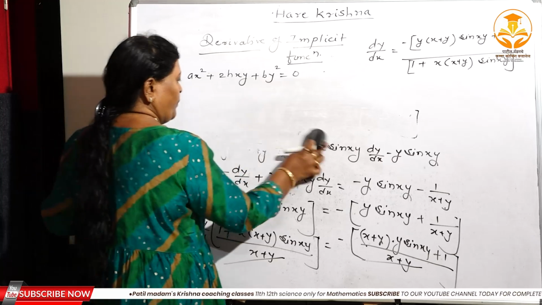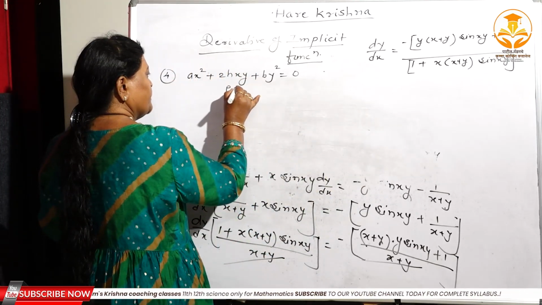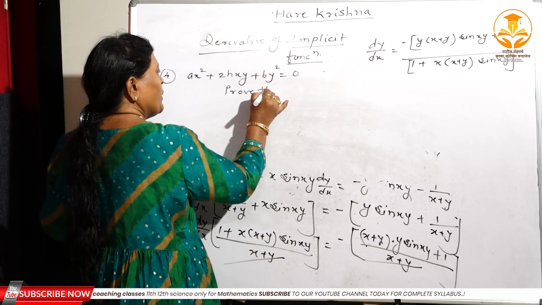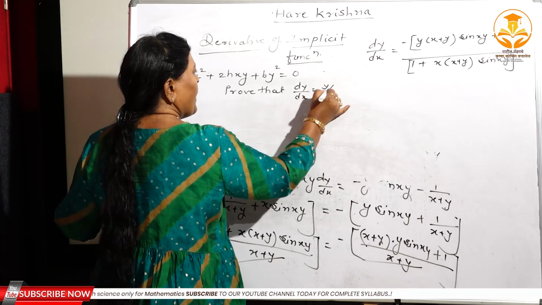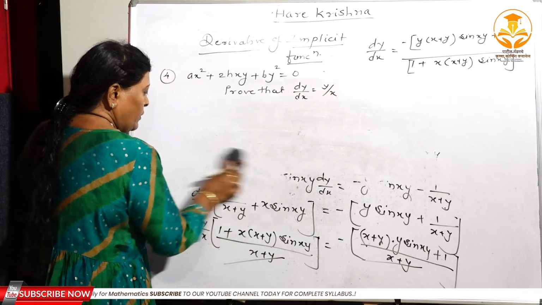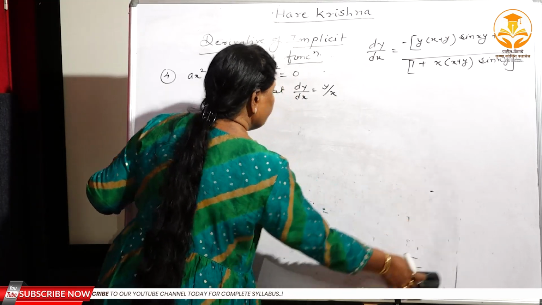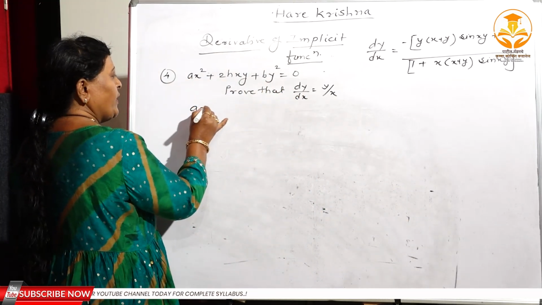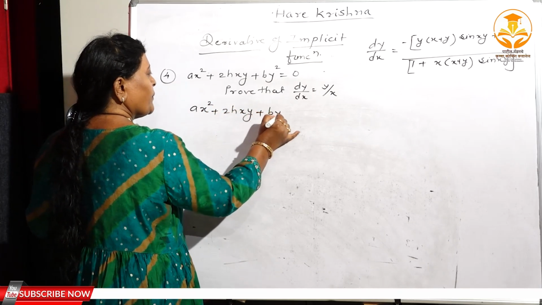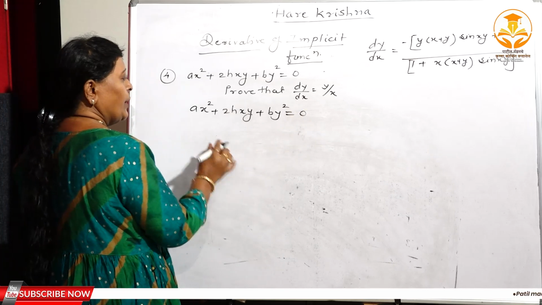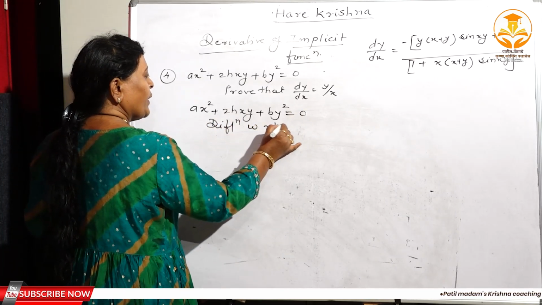See, suppose they have asked, prove that dy by dx is equal to minus y by x. Now again, see, how will you do this? Again, ax square plus twice hxy plus by square is equal to 0. Differentiate with respect to x.